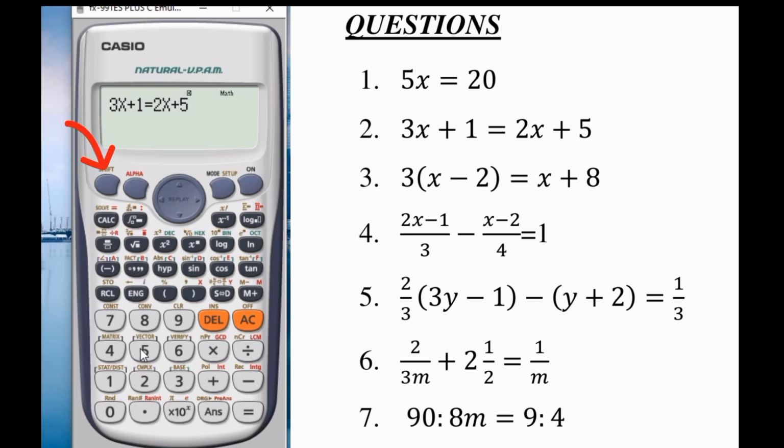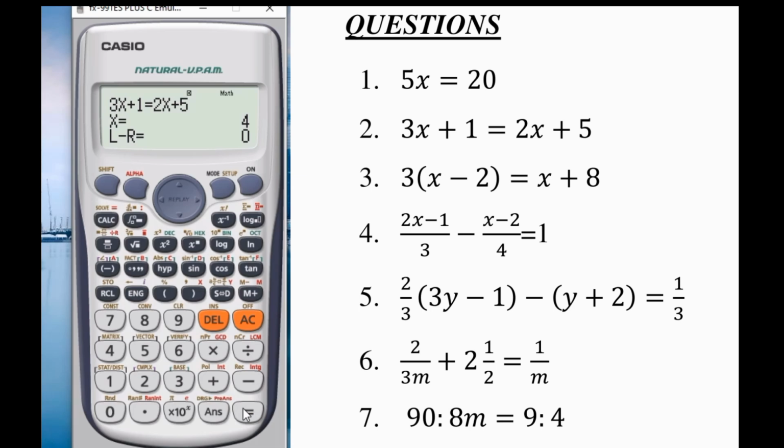So in order to activate the solve button, we will have to use a combination Shift and CALC. So that is what I'm about to do. Shift CALC. The calculator will ask to solve for the value of x, and then you subsequently press equal to, and then you patiently wait for your answer. So for that particular question too, x is equal to 4.